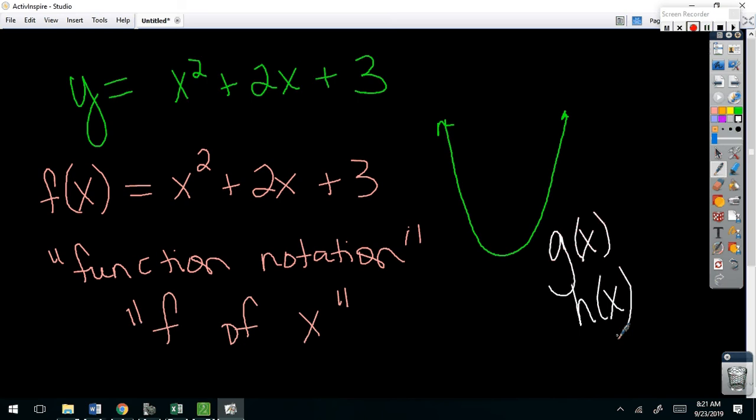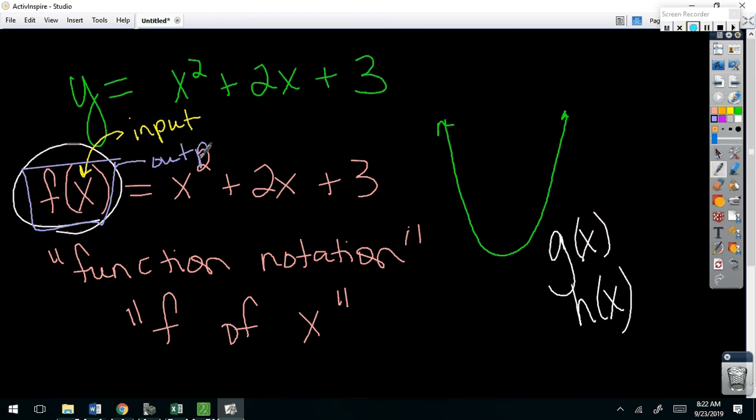What you need to understand, your big takeaway from function notation. First of all, this does not mean multiply. This is not f times x, okay? Never think that. This is telling you x is my input. f of x altogether, in other words, what I get when I plug in, is my output. So the point (x, y) can also be described as (x, f of x).